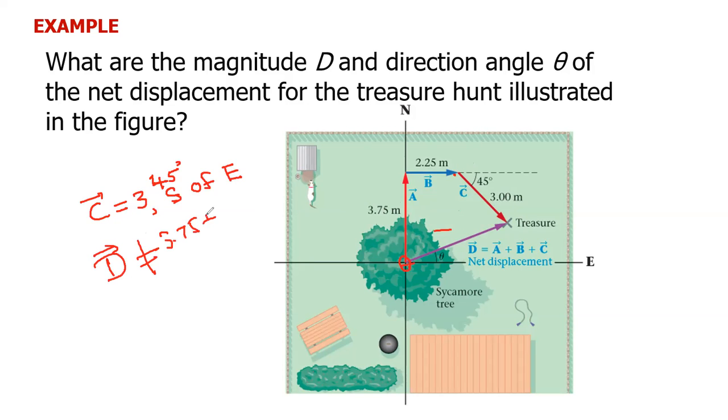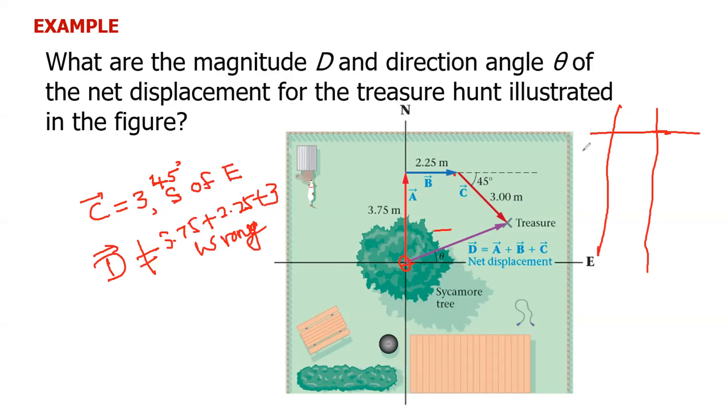If you do this, 3.75 plus 2.25 plus 3, this is wrong. Why? Because these are vectors. You are adding something going 3.75 north, this is east, this is south of east, three different directions. Therefore you cannot just add them. Then how would I do this? And that's why we learn to make a table. Okay, and that way you can do this very nicely.